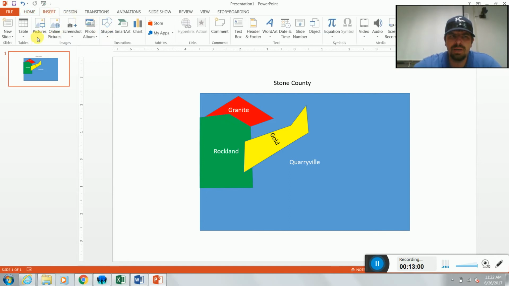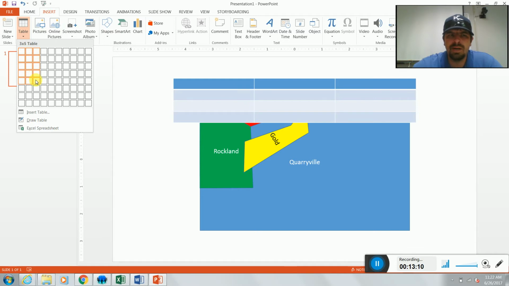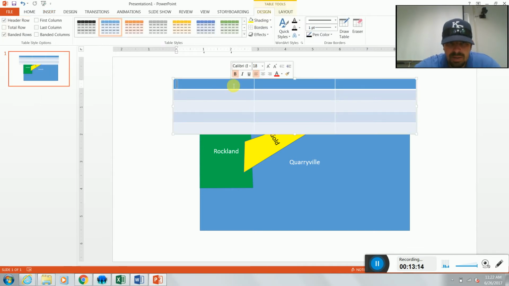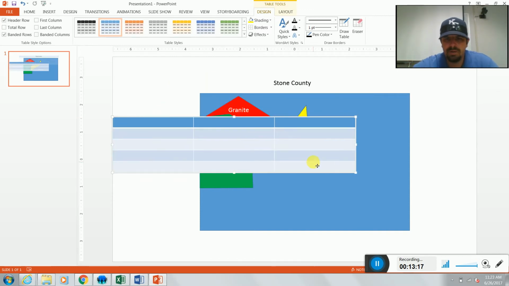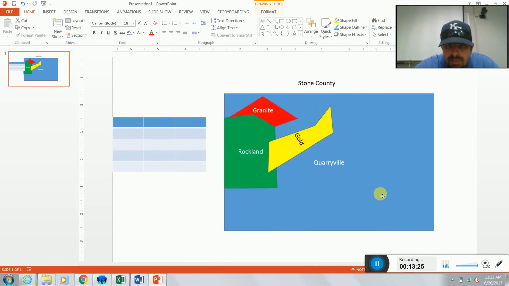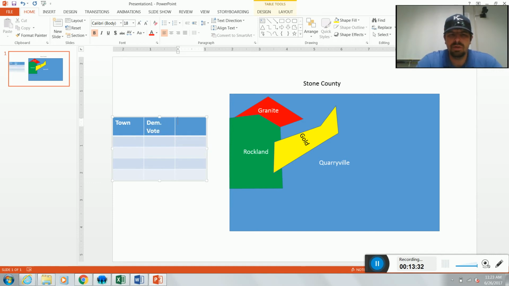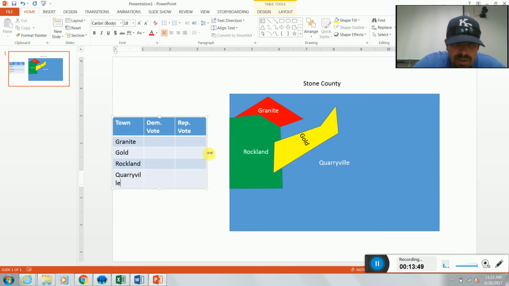Okay, so let's say we have a table. So let me insert a table that will have the town and its vote totals for a particular election. And we have 4 towns and we have a header. Okay, so let me pull this over here. And let me grab all these guys and pull them over there. Okay, so we have the town, we have the Dem vote, and we have the Rep vote. Okay, so in this case we have Granite, we have Gold, and we have Rockland, and we have Quarryville. Okay, let me extend this a little bit.